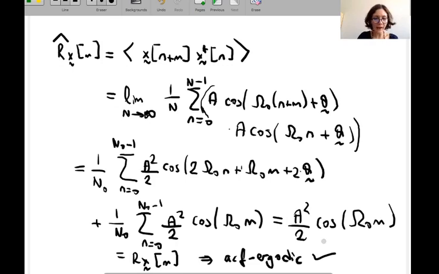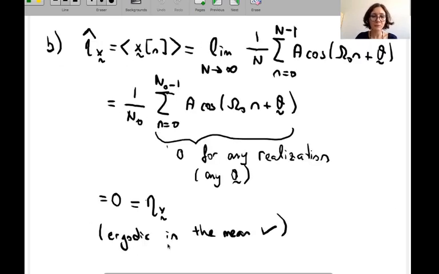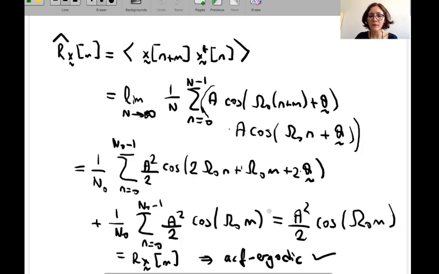Now, since we were asked whether the process was ergodic, we verified that it's mean ergodic, and now we saw that it's ACF ergodic, so we conclude that the process, this random process x of n, is an ergodic random process.